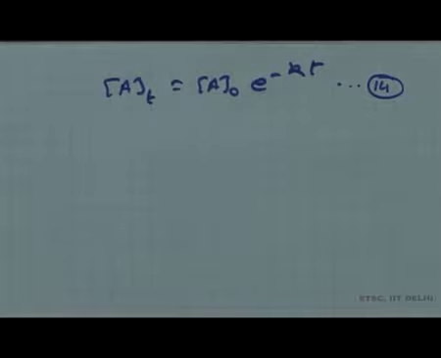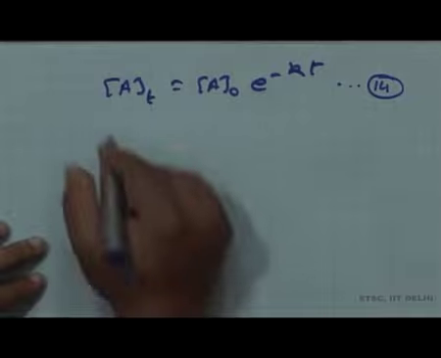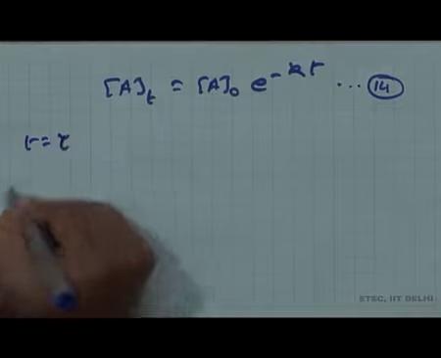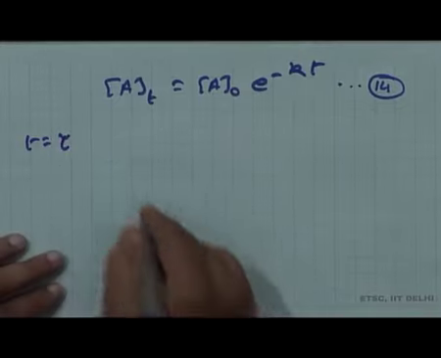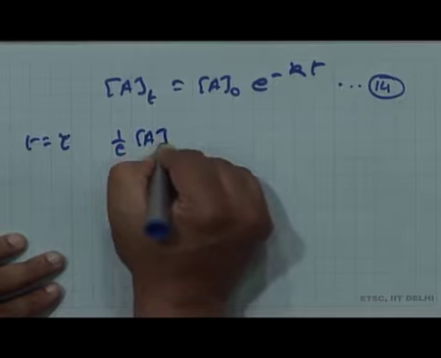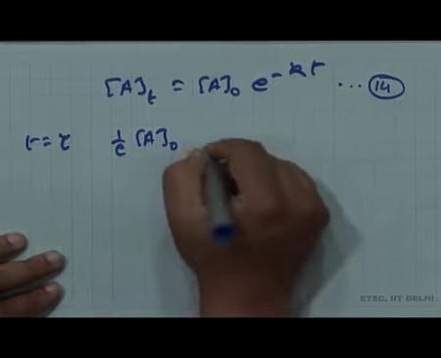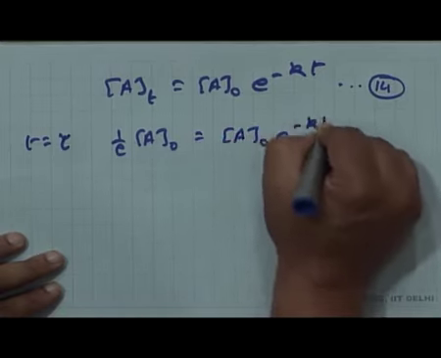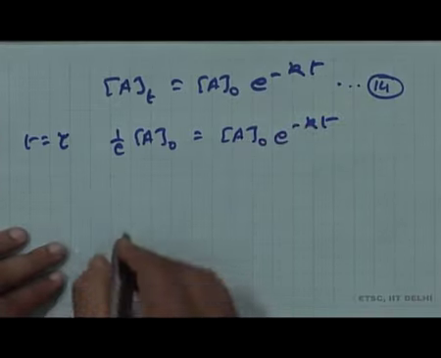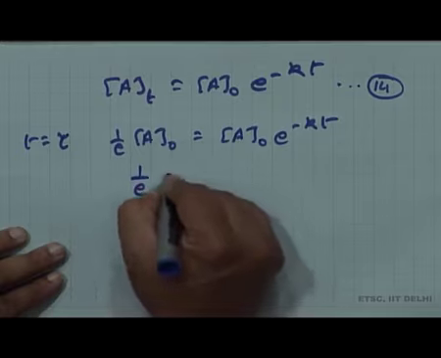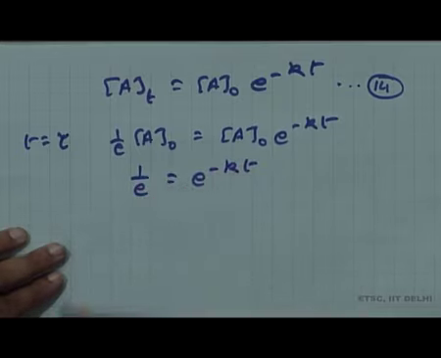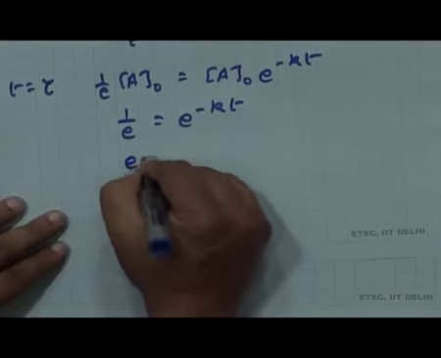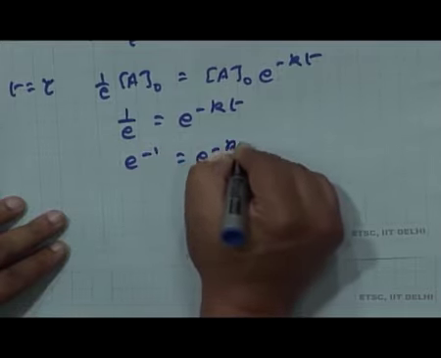Now, what we are saying is at t is equal to tau, the relaxation time, this A of t is what? At t is equal to tau, this is 1 by e A naught. So 1 by e A naught is equal to A naught e to the power minus k t, or I can write 1 by e is equal to e to the power minus k t by cancelling A naught from both sides, or I can write e to the power minus 1 is equal to e to the power minus k t.